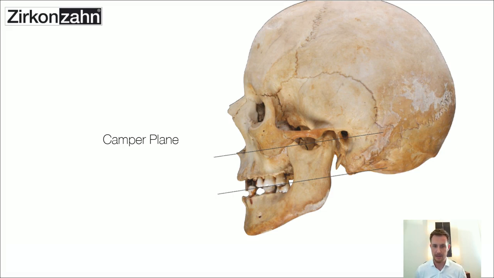Well, the camper plane is a nice instrument, but it's measured on the patient's skull. So there's a little problem: there's skin in the way. That's why we don't use the camper plane, we use the ala-tragus plane. The ala-tragus plane is parallel to the camper plane, but measured on the patient's skin. There are certain points we have to detect and mark, and with this plane I'm able to reproduce the missing occlusion plane.